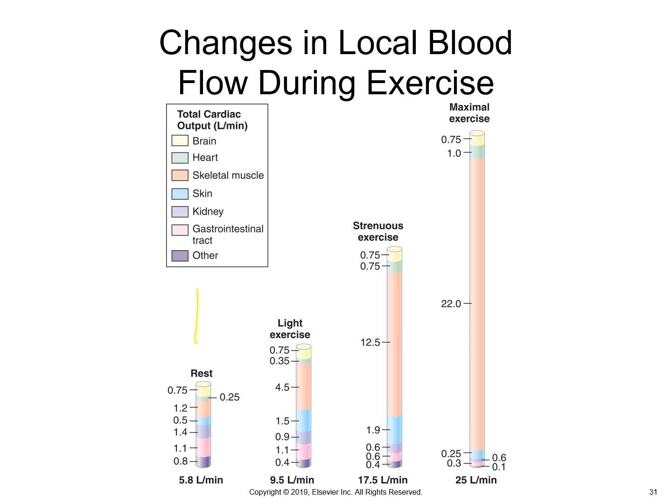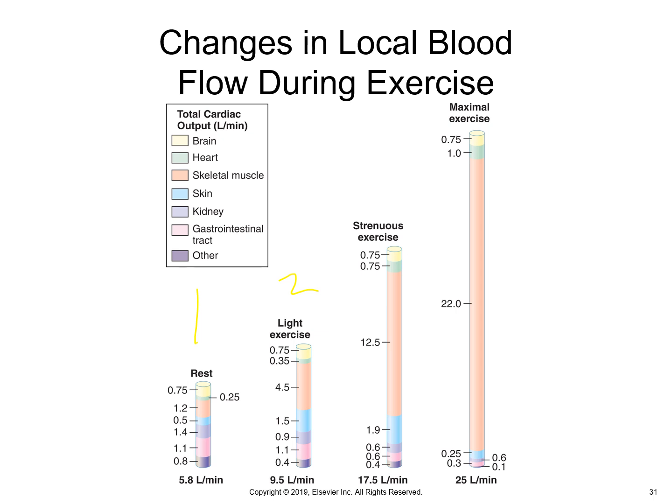Now we go up to light exercise, which is number 2. As the body begins to move, the skeletal muscle blood flow increases to 4.5 liters per minute. Blood flow to the brain, the heart, and also the skin remain relatively stable. And then you see that the kidney and GI blood flow decrease slightly, as the muscles at this point are being prioritized.